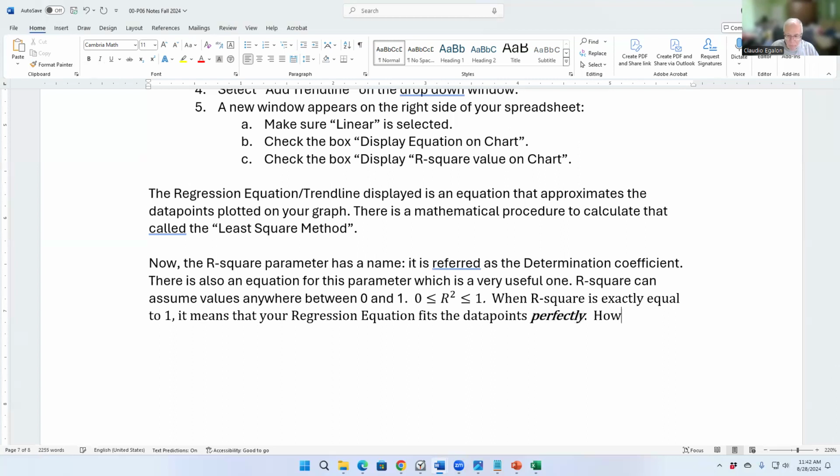However, we call it also perfect correlation. We say that the equation is perfectly correlated with the data.